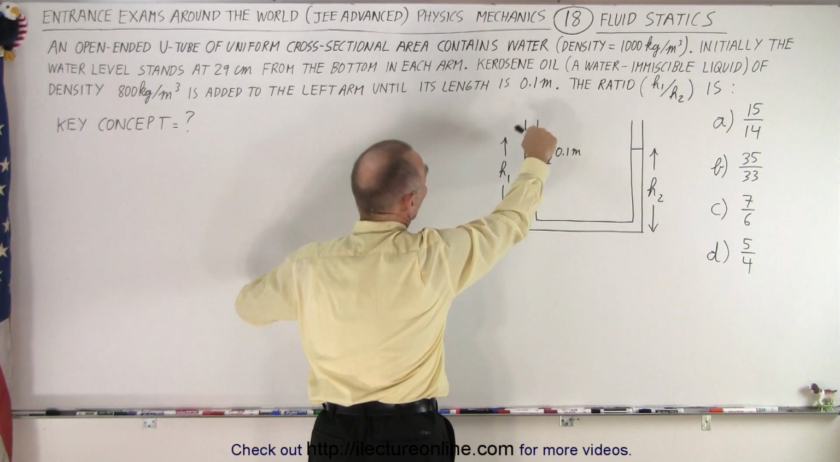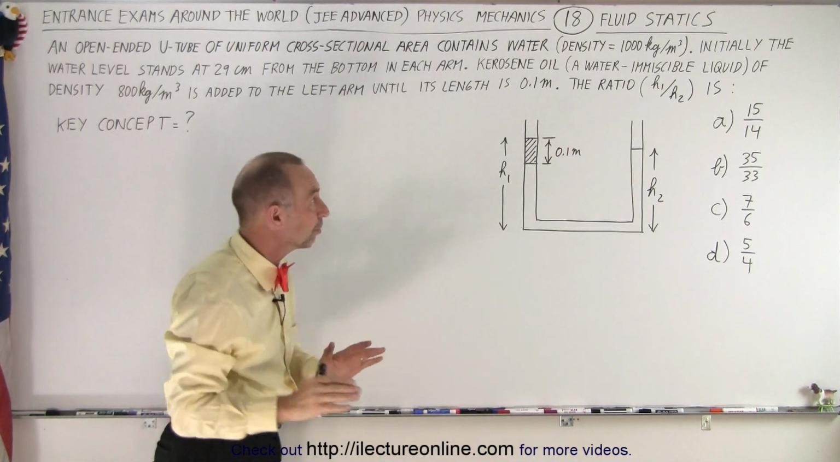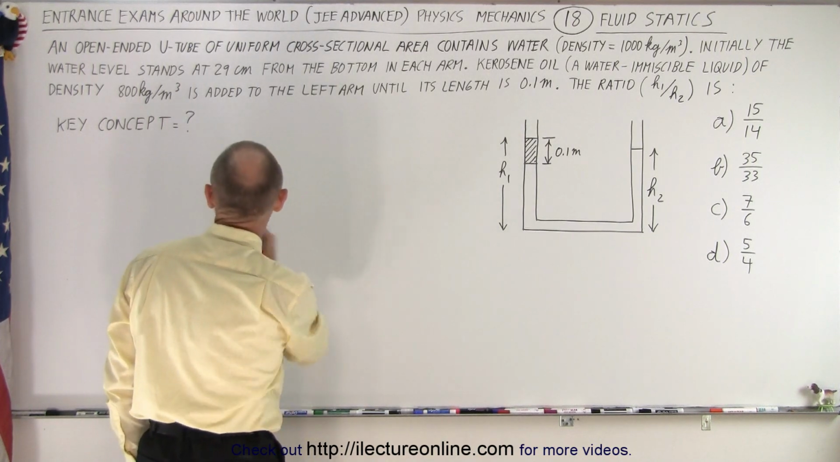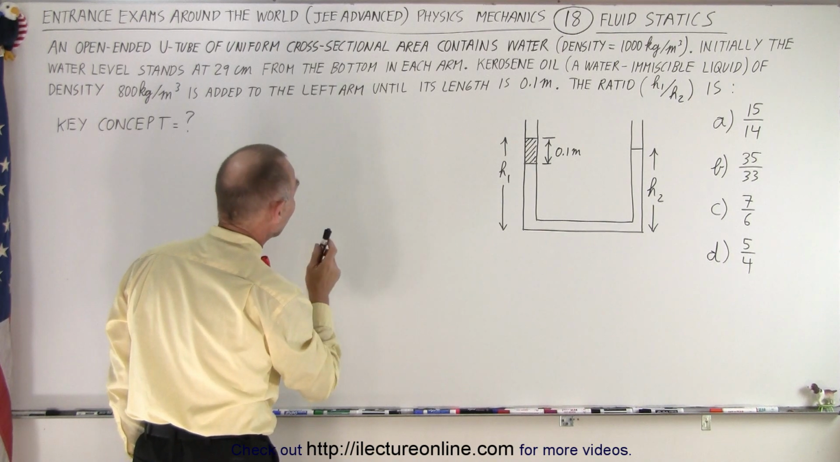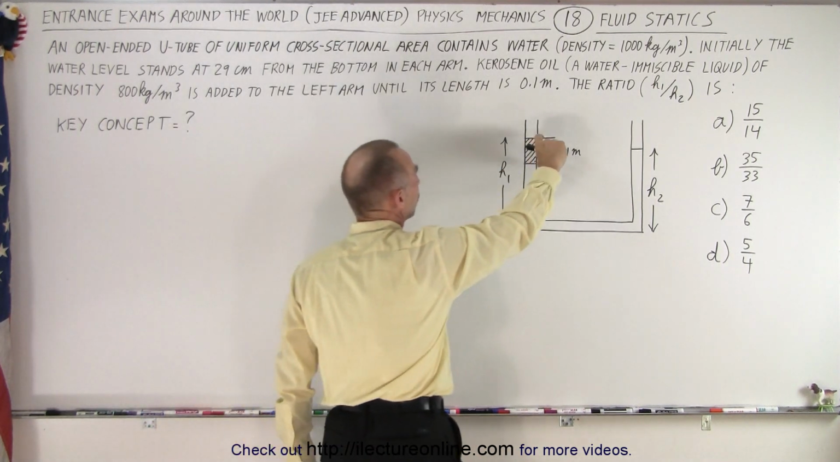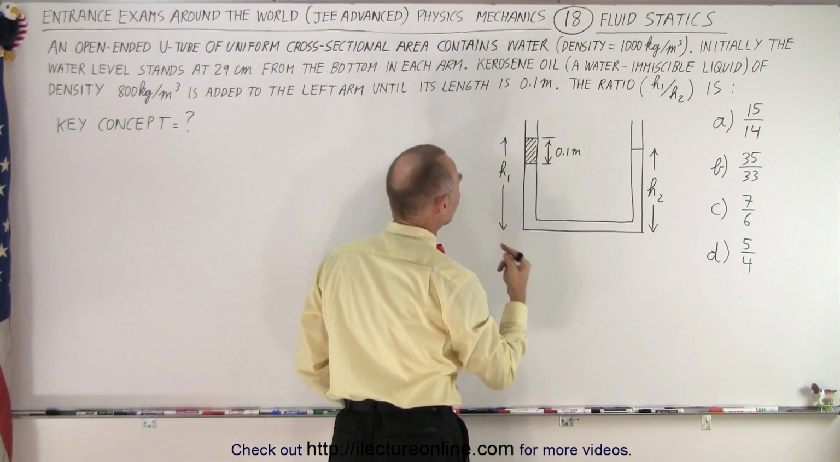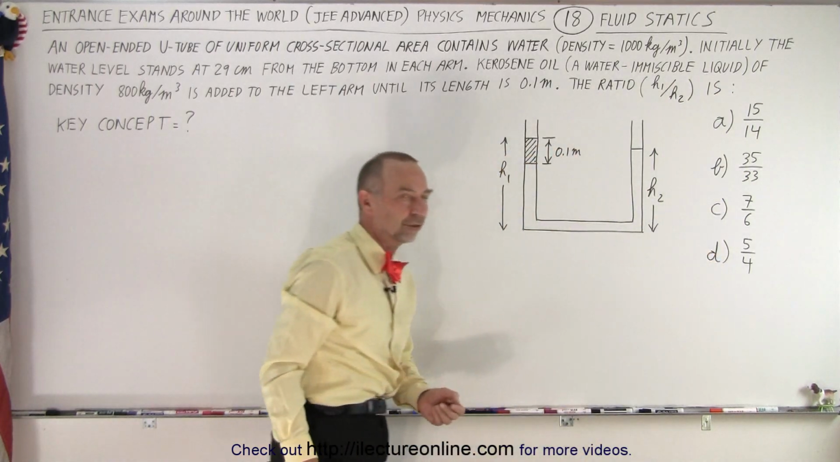Then kerosene oil is added to the left side. Now this is a water-immiscible liquid, meaning it doesn't mix with water, and its density is only 800 kilograms per cubic meter. The length of it is 0.1 meters. That's the amount that's put on the left side. Now they want us to know the ratio of H1 to H2. We have 4 possible answers.